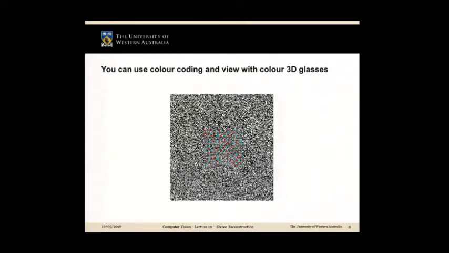You can use color coding and view it with colored 3D glasses. Of course, you'll need colored 3D glasses, because you'll be able to see all the green pixels with your green glass and the red ones with the red glass. That will give you some sort of 3D effect, or depth information, in that particular image.